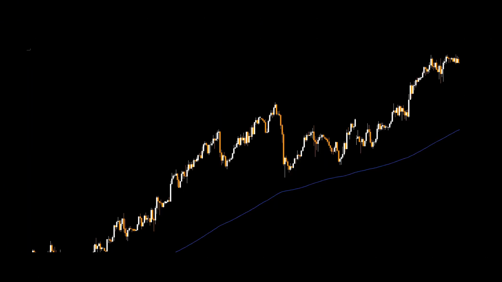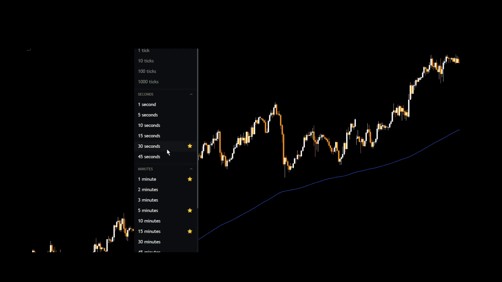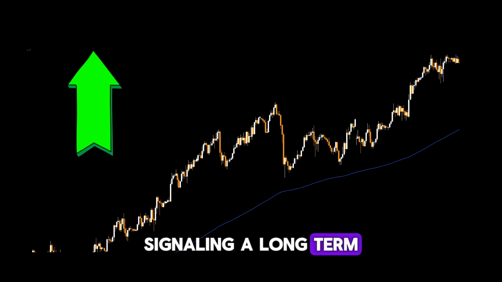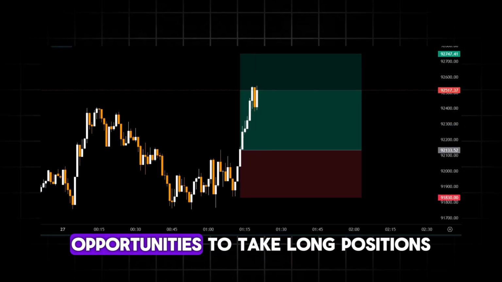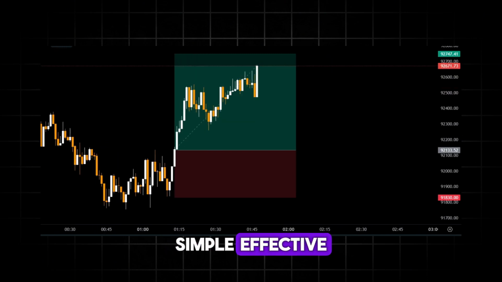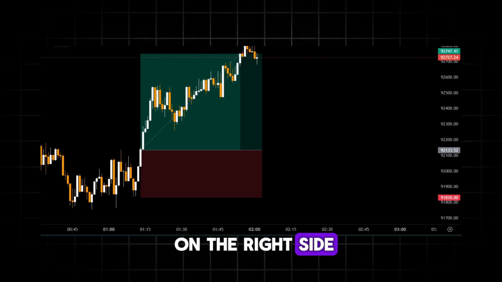Once you've added the indicator, the first step is to switch to a higher time frame, like the 1 hour chart. Check where the market is relative to the 200 EMA. In this case, the price is above the 200 EMA, signaling a long-term uptrend. That means we're only looking for opportunities to take long positions and ride the trend to profit. Simple, effective, and exactly what you need to stay on the right side of the market.